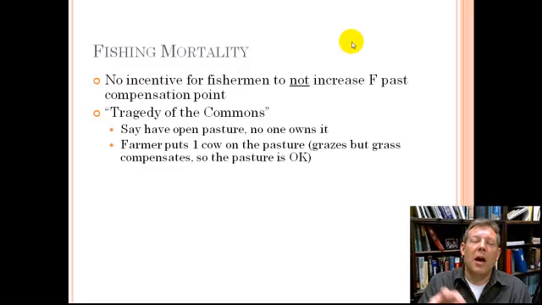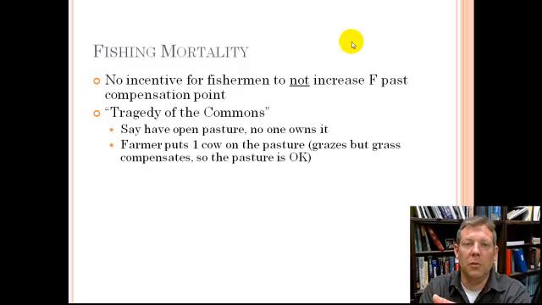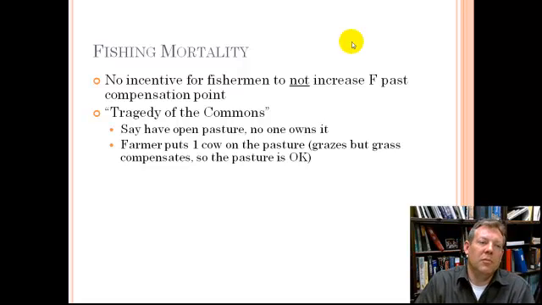And so this cow grazes in this big pasture, and it's fine, because grass can compensate, right? As the cow eats some grass, that's mortality from the grass's point of view. But what does grass do? The grass grows back, right? And it's just like taking fish out of a population. The remaining fish grow back and replace them. Okay, so we're fine, right?